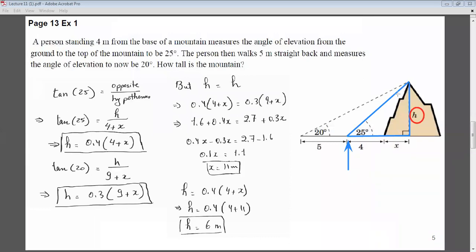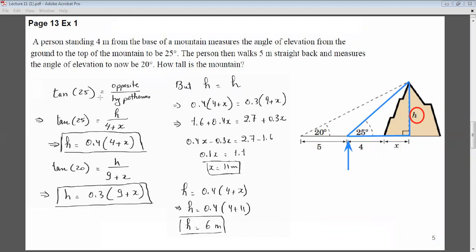Let's start with the first triangle. I have the angle, I have the opposite, and I have information about the adjacent. So which one do I use, sine, cosine, or tangent? The sine and the cosine need information about the hypotenuse, but I don't have any information about the hypotenuse, so I must use the tangent.